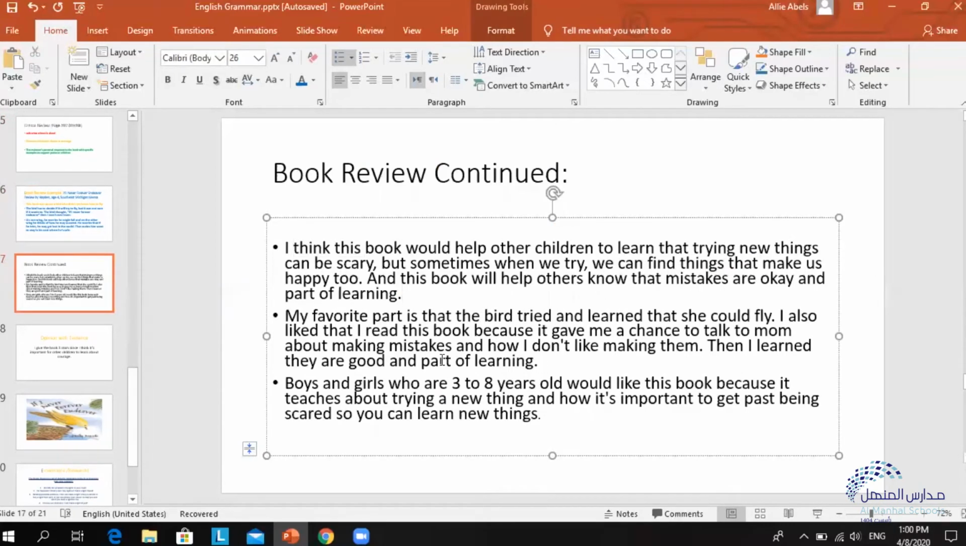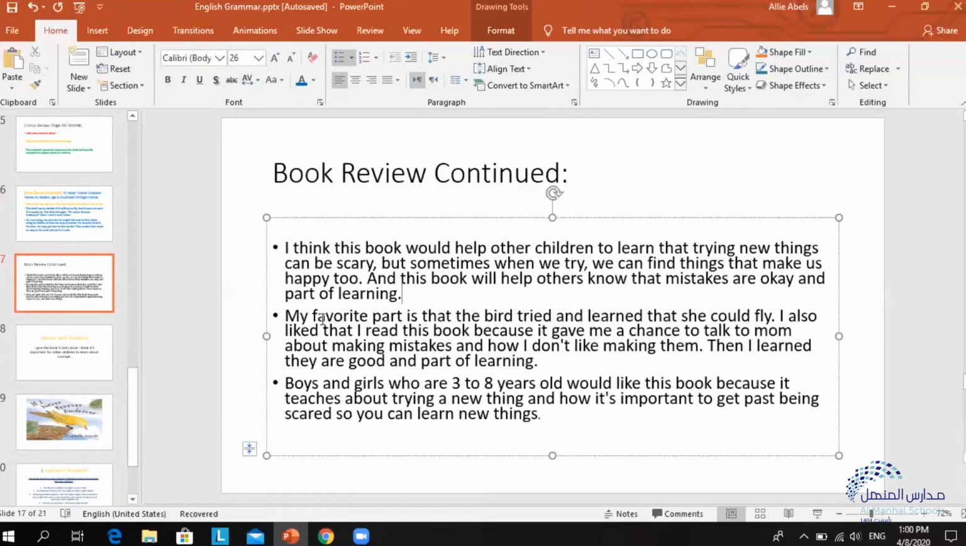So he's telling you now what he thinks of the book. Okay, he thinks that this book would be good for children, right? And it teaches children to try new things, and it's okay to make mistakes when we try new things. Okay, this is what the book is teaching Hayden, and he is giving us his personal opinion about the book If I Never Forever Endeavor.